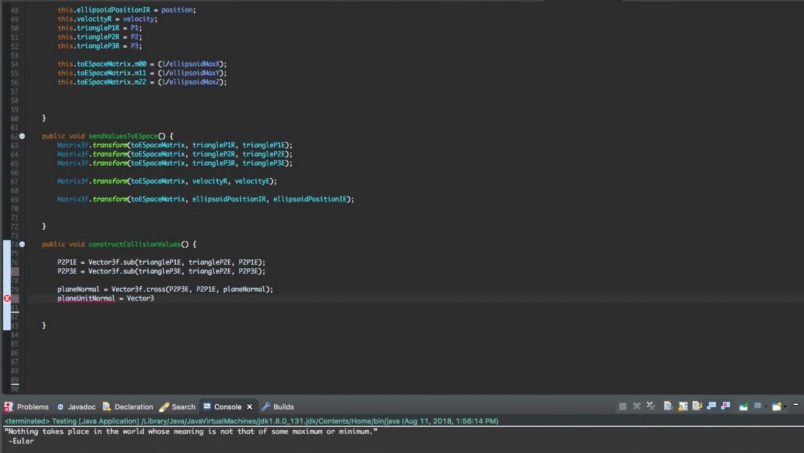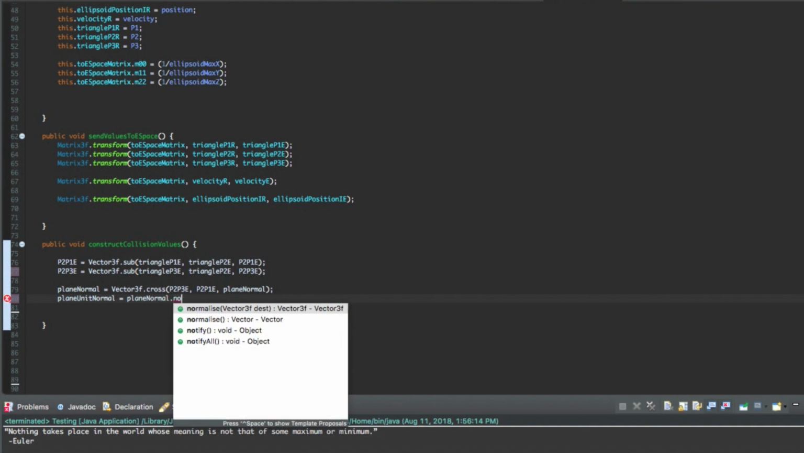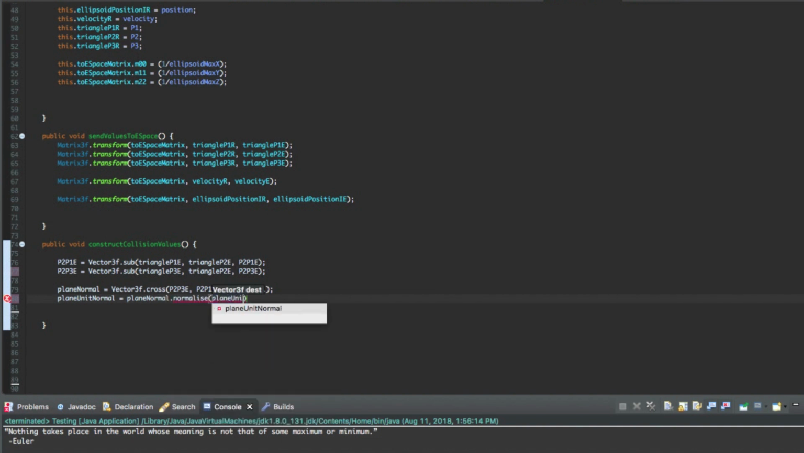And then the plane unit normal is equal to plane normal.normalize. And then we'll store that in the plane unit normal. And so that will return a vector that has the direction of the plane normal but a magnitude of 1.